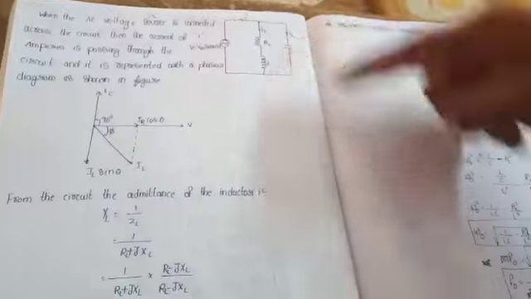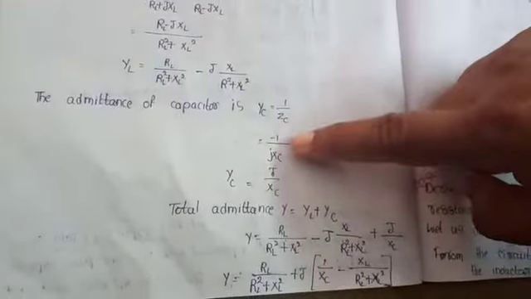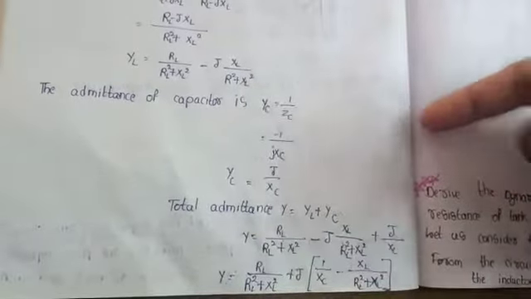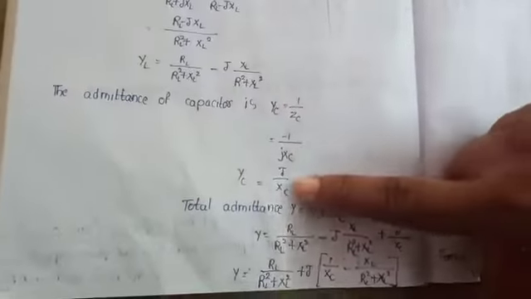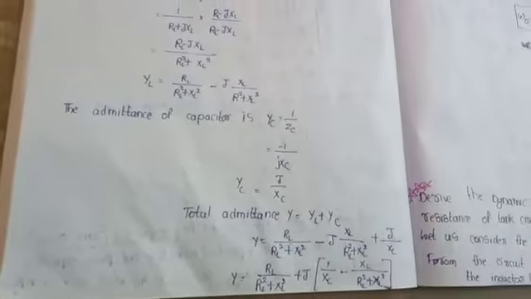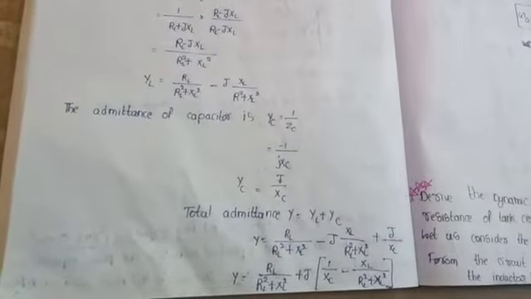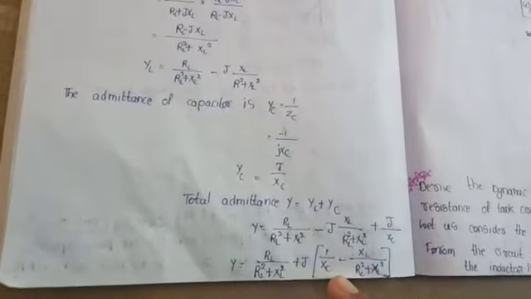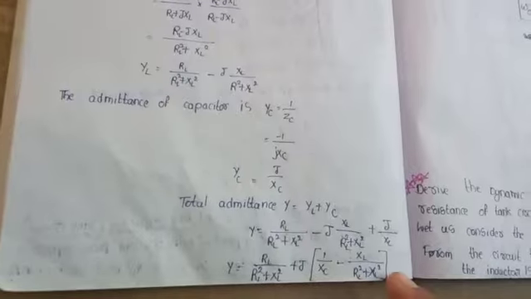Take the admittance of the other branch, the fixed capacitor branch. YC is equal to 1 by ZC, that is equal to minus 1 by jXC. Taking j to the numerator, minus of minus gives plus, so j by XC is the admittance of this branch. Now the total admittance of the tank circuit is YL plus YC. After combining these two and separating the real and imaginary parts, Y is equal to RL by RL square plus XL square plus j into 1 by XC minus XL by RL square plus XL square.